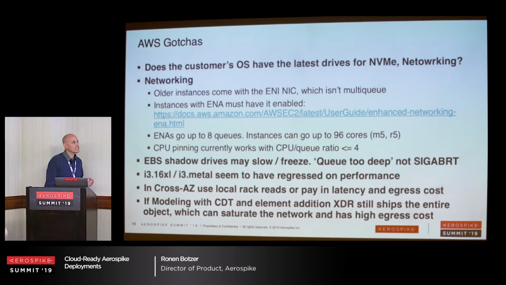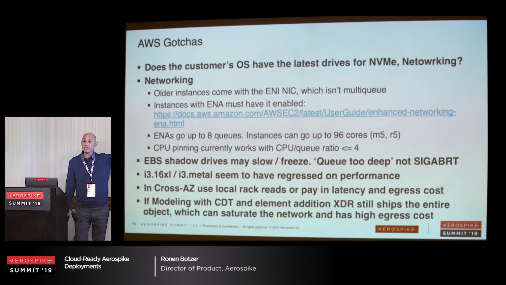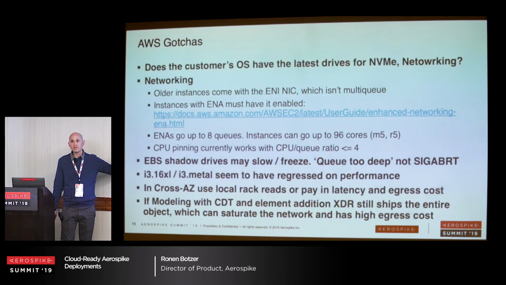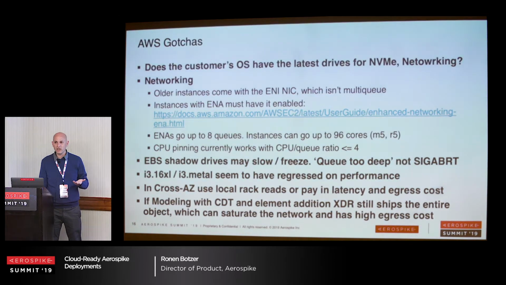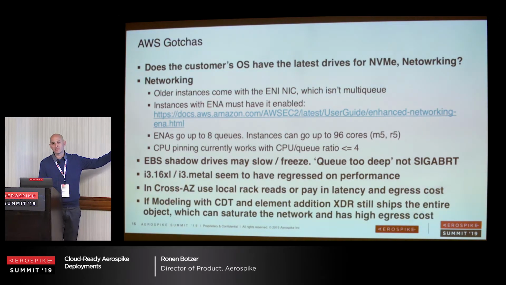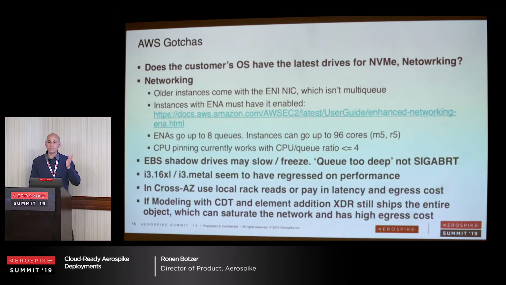So the gotchas are, make sure to enable ENA. If you are on a new instance that has ENA, make sure to enable it. It might just not be turned on, and there's a link to how to actually do that. Because ENA is a multi-queue network card, and you don't want to use just the one queue and have cores waiting on being able to use that network card. So you have more channels in it to do transmit and receive.